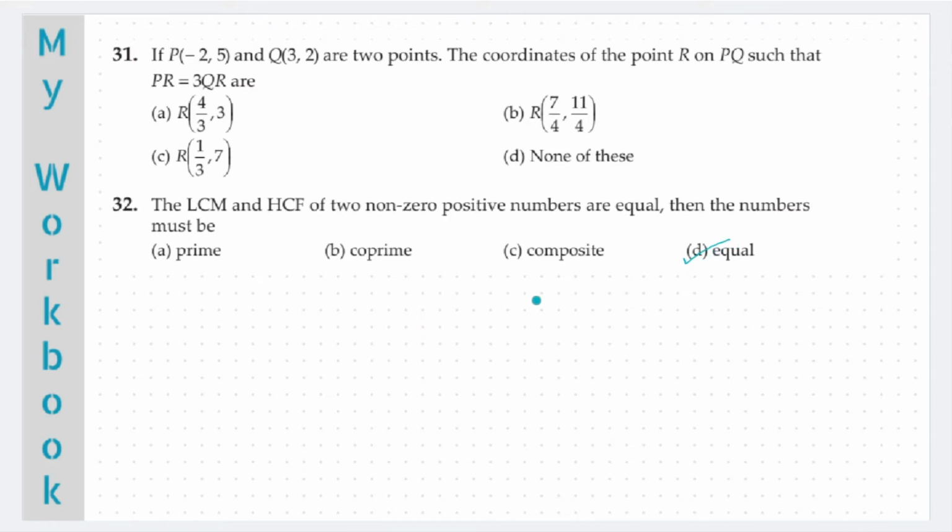We can even confirm this. We know that the product of LCM into HCF is the product of the numbers itself. Let A and B be the numbers. If LCM and HCF are equal, then let LCM be equal to HCF is equal to say N, and let A and B be the numbers.